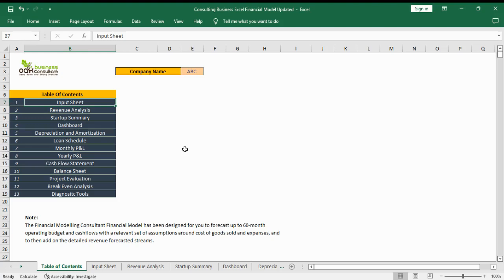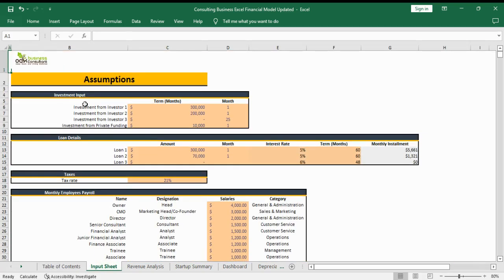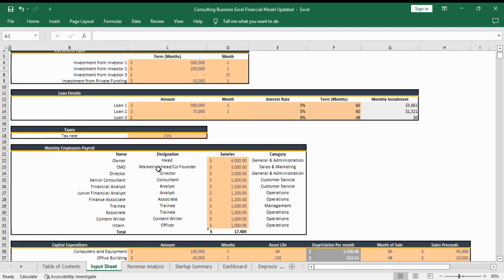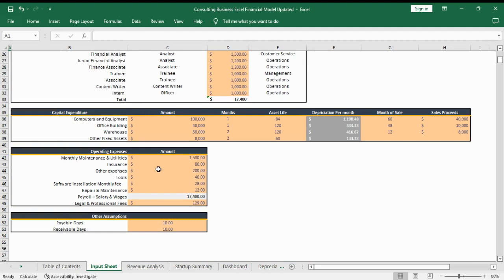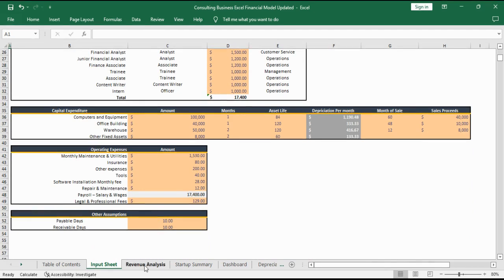The consulting business financial model is designed for businesses or firms that provide consulting services, and it has been designed to forecast up to 5 years of revenues, operating budget, cash flows, and financial statements. Starting off with the input sheet, here you provide all the relevant assumptions about your business, such as investment and loan details, tax rate, employer payroll, capital expenditures, operating expenses, and other relevant assumptions.